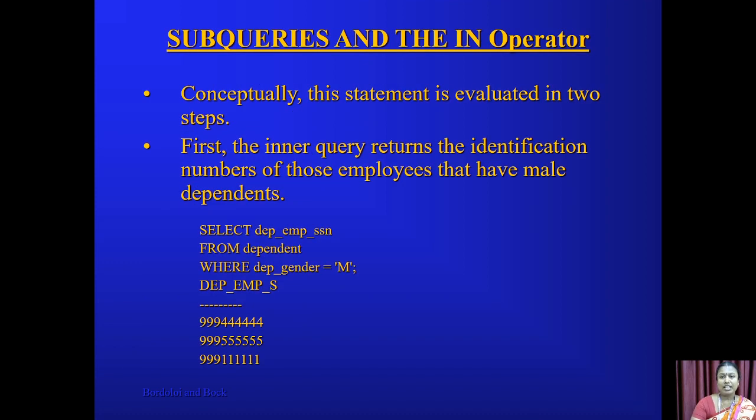The subqueries and the IN operator. This statement is evaluated in two steps. First, the innermost query returns the identification numbers of those employees that have a male dependent. The innermost query is written like this: select dependent_EMP_SSN from dependent where dependent_gender equal to male. This query is evaluated and produces these three records as the result.